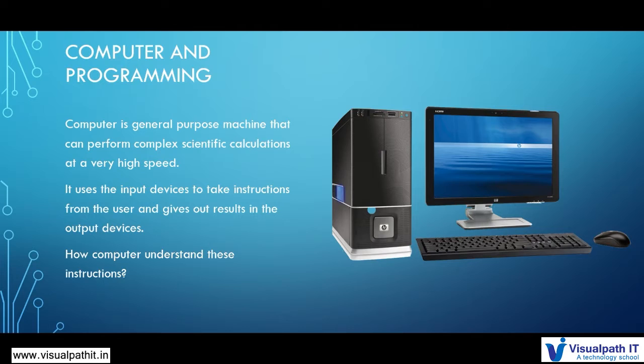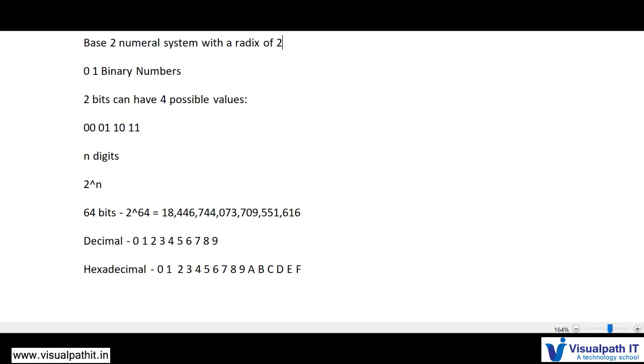But in what language can we give these instructions to the computer? Can we give these instructions in a natural language like English or Hindi? Not exactly. We need to communicate with the computer through the language it understands. So the binary number system is the language of the computer. The computer only understands binary. Binary is a base 2 numeral system with a radix of 2. That means there are only 2 digits, 0 and 1.